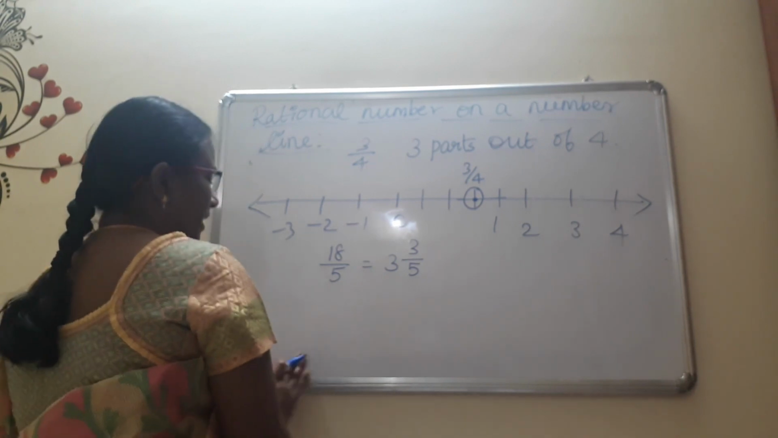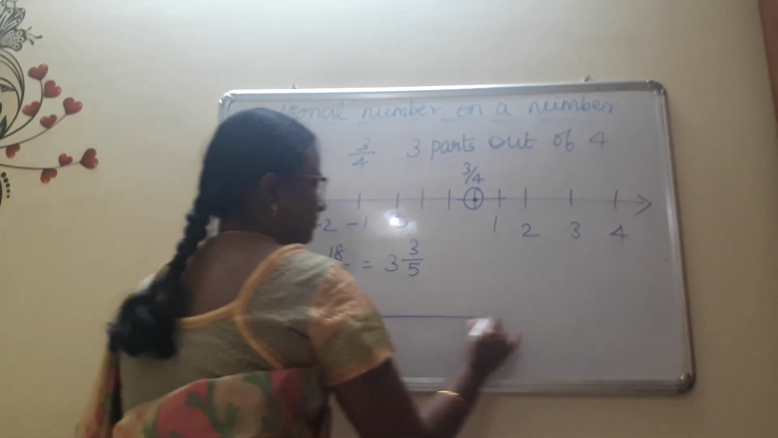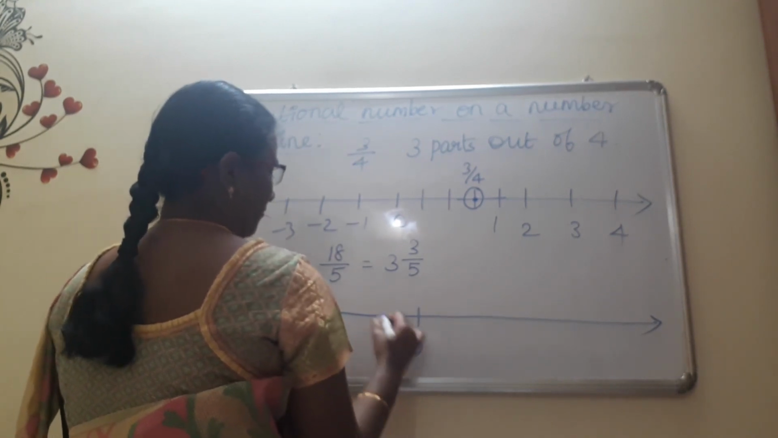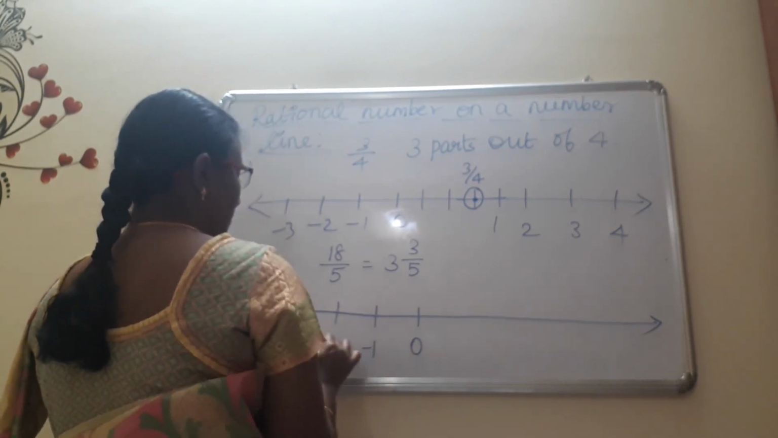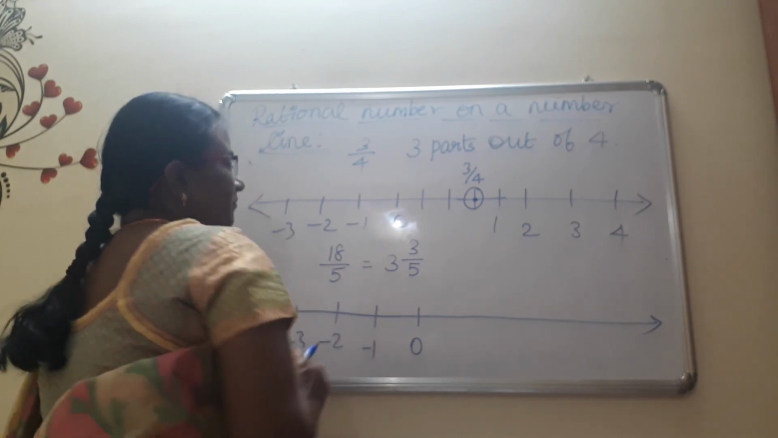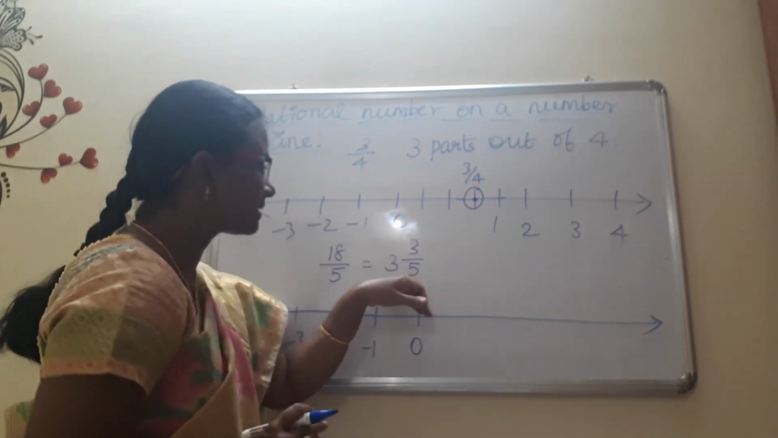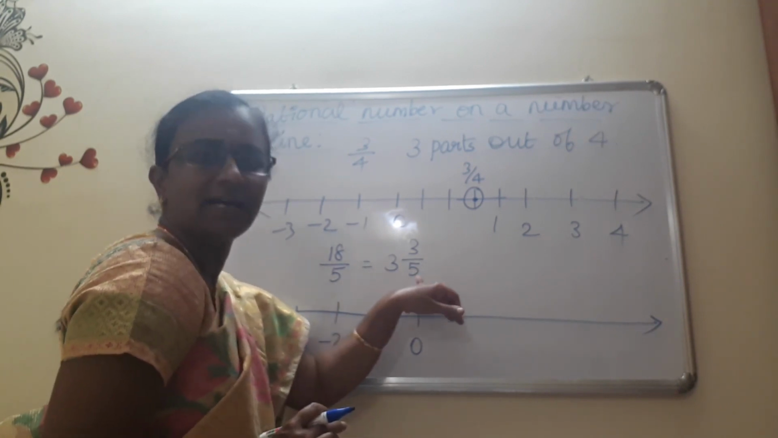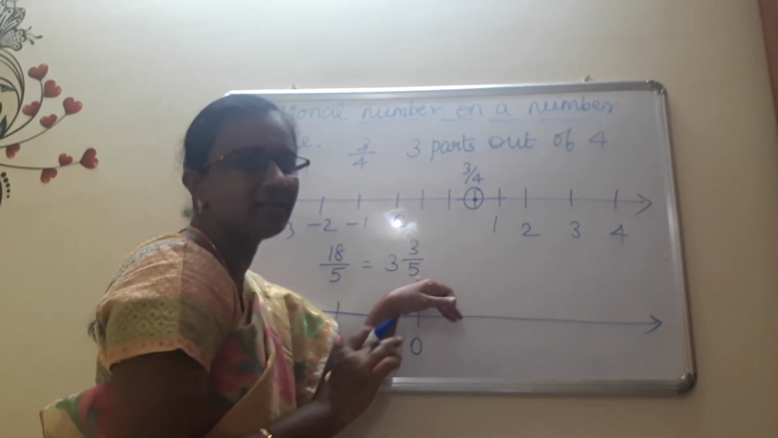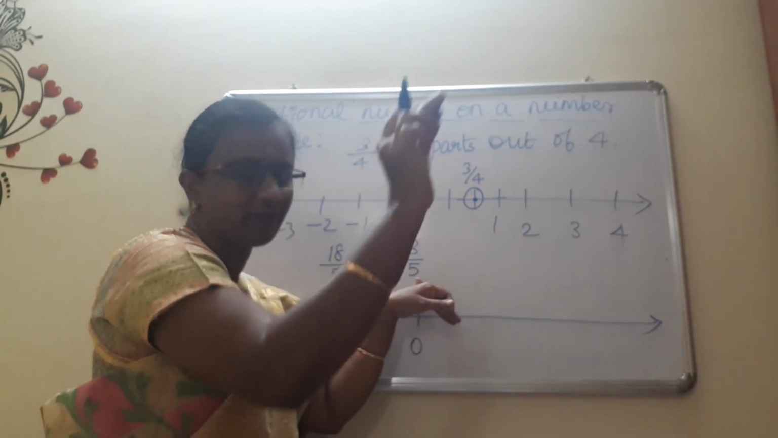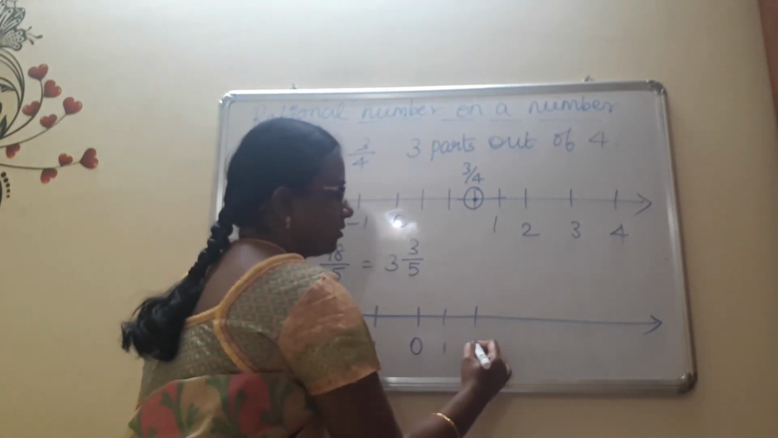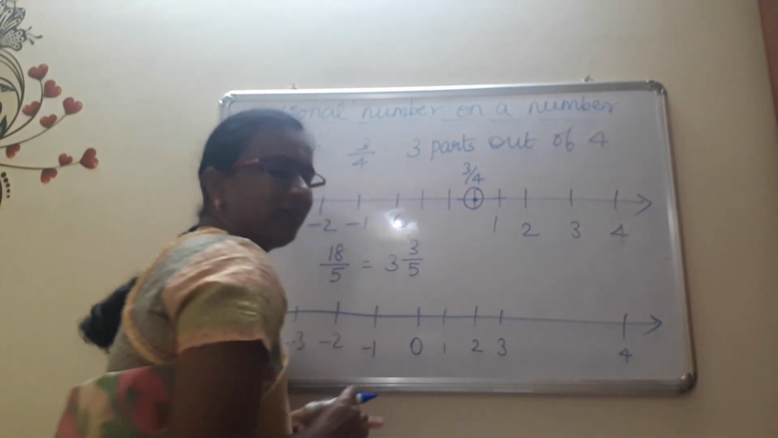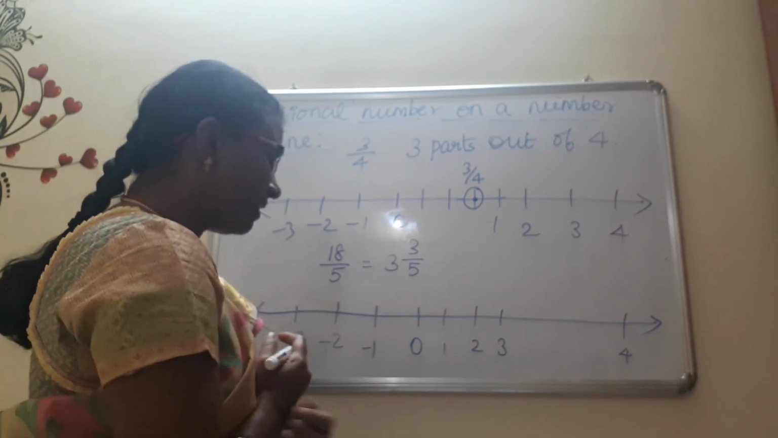So I'll again put the number line. 0, minus 1, minus 2, minus 3. We know very well about that. This 3 3 by 5 is greater than 3 and lesser than 4. So it definitely lies in between 3 and 4. So 1, 2, 3. I'll put the 4 here, where we have to find out. So this is 3 3 by 5.